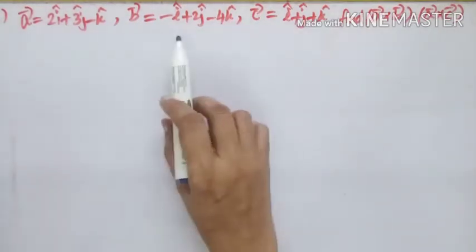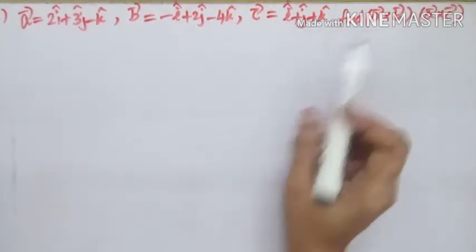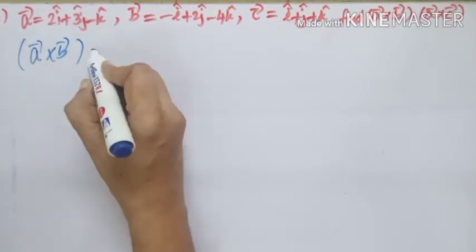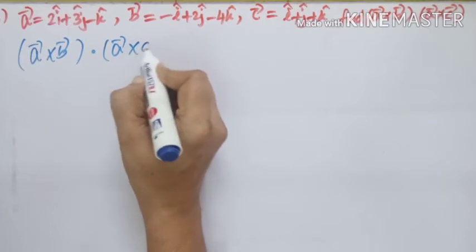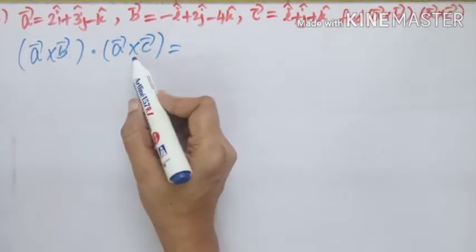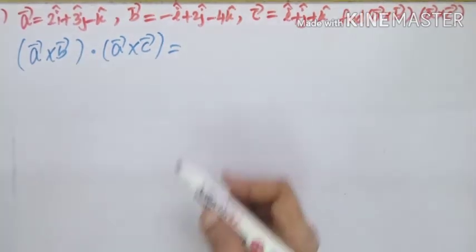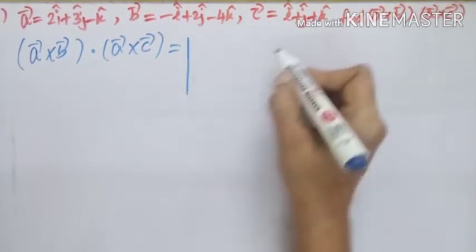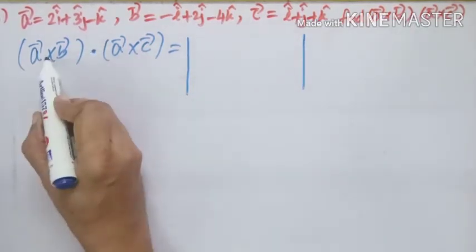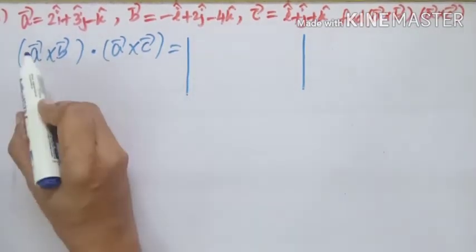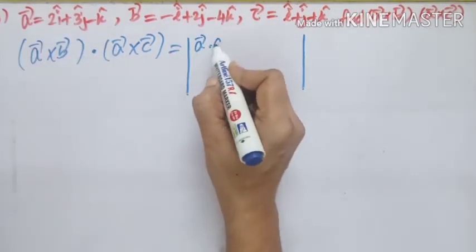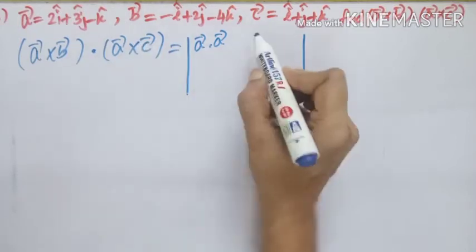Given A, B, C, we need to find A cross B dot A cross C. One method, find A cross B, find A cross C and then dot. We have one more formula like this. Dot is here, here across and here across. You put arrow mark. A dot A, first one. Then A dot C.